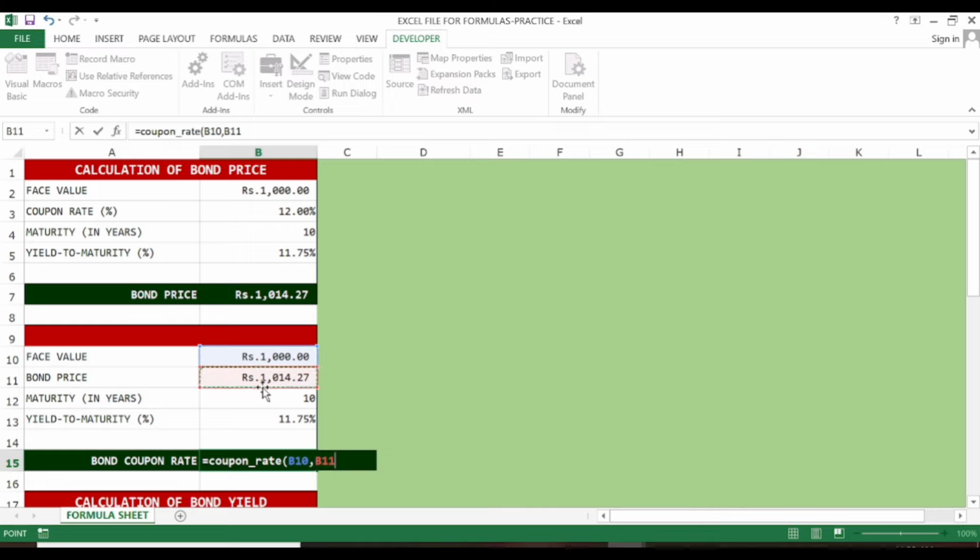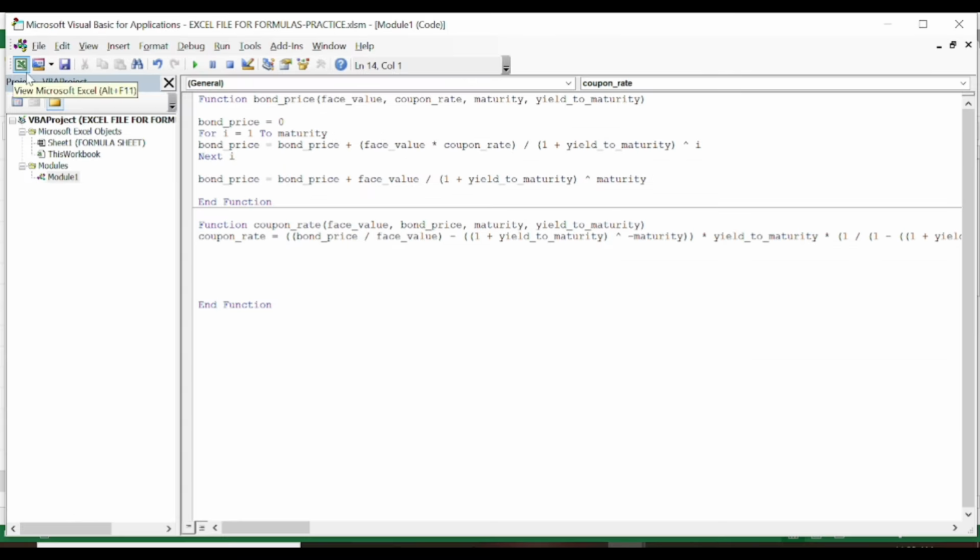Now open bracket and select face value, bond price, maturity, yield to maturity, bracket close, and enter. Here you will get your bond coupon rate. So this is all about today. Thank you.